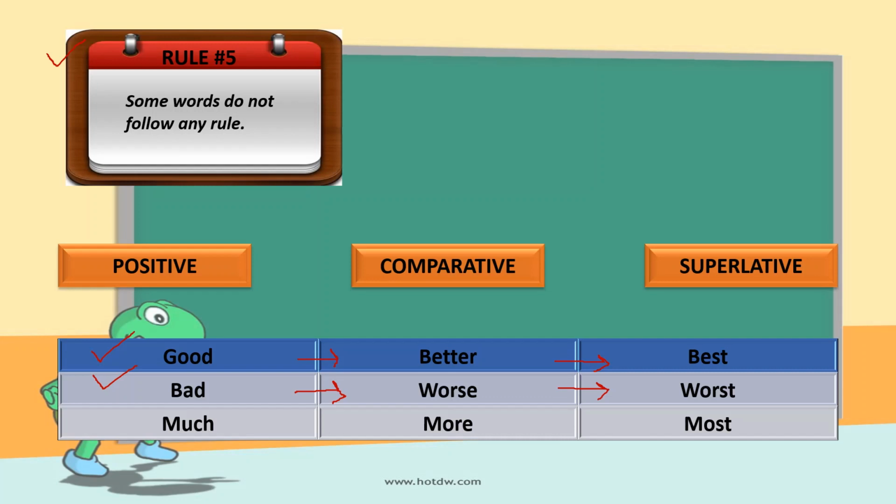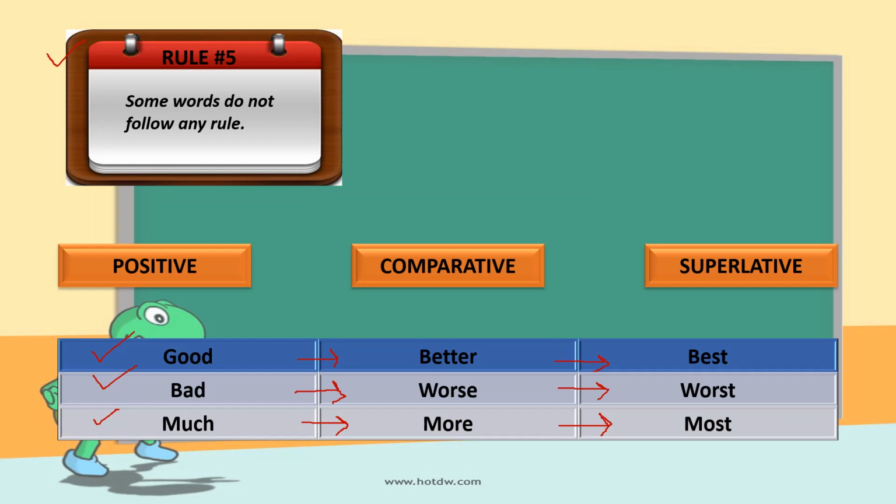Okay, and finally we have the third one. The third is mostly used as a prefix with some other additional adjectives. We will come to that. It is much, positive, more is comparative, and most is superlative. Okay, so this is how we convert adjectives which do not follow any rule.